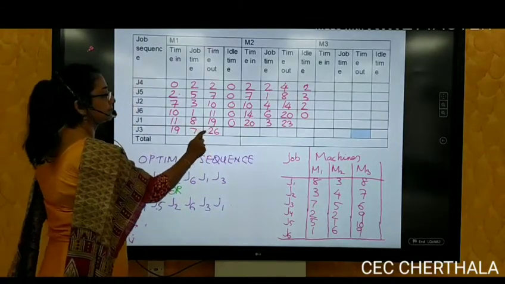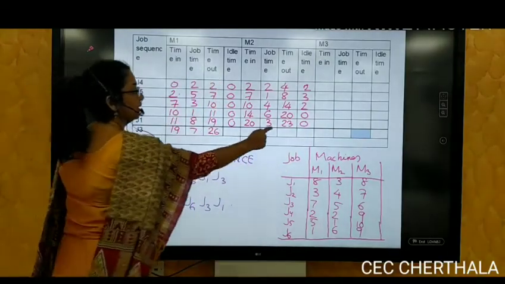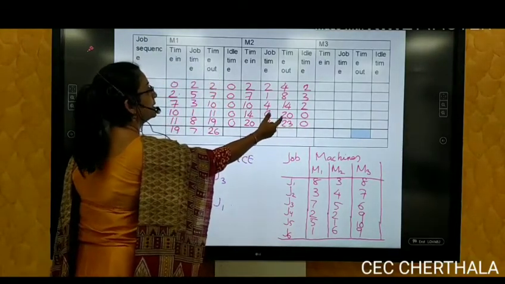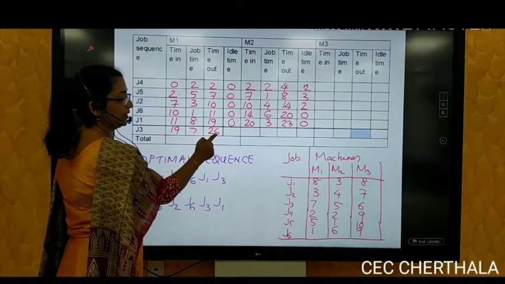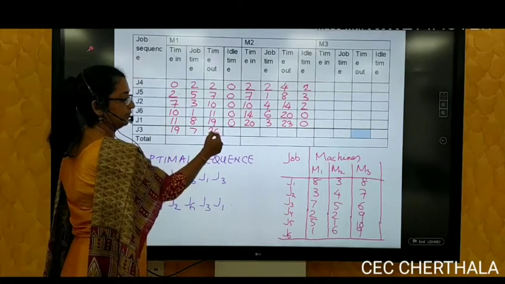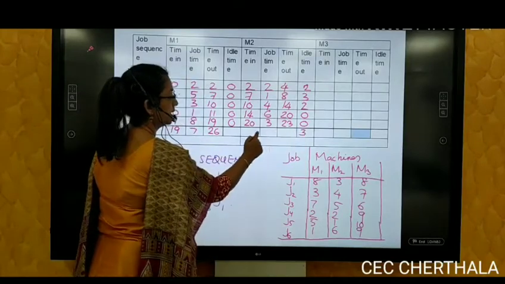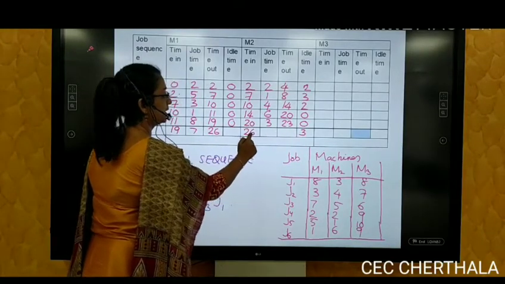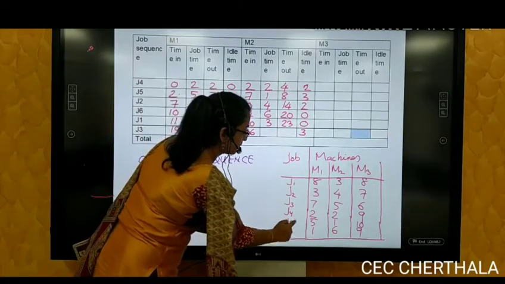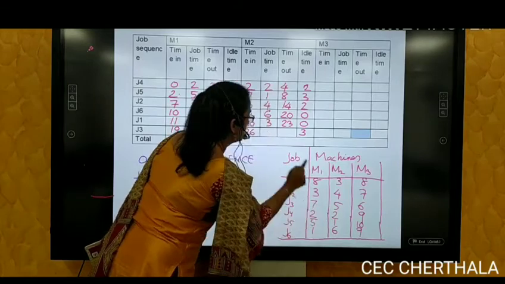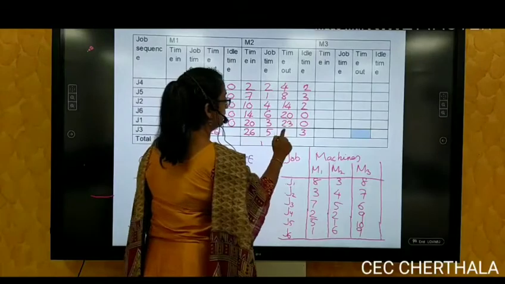But here there is no gap. So 0 is the idle time. Now in the 23rd day, machine M2 is free, but here the job J3 is completing only at 26th day. Therefore there is a gap in between 23rd and 26th. That gap is 3. So 3 is the idle time here. And in 26th day, the machine M2 is starting the work for job J3. And J3 takes 5 days to complete the job at machine M2. So 26 plus 5, 31.